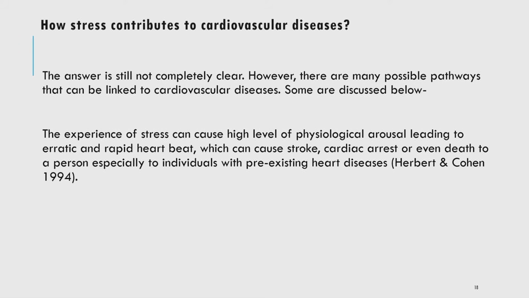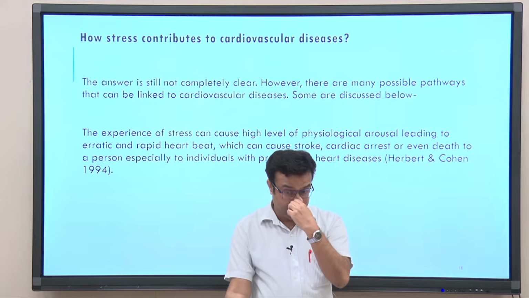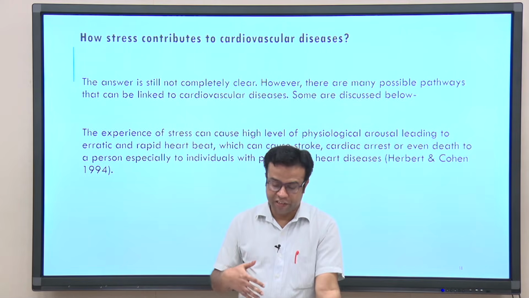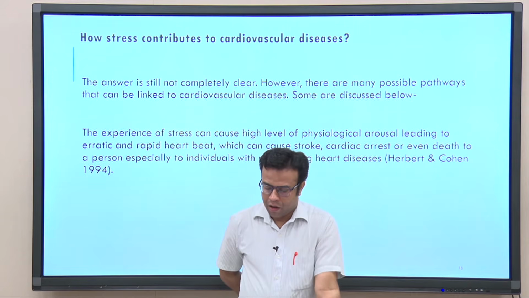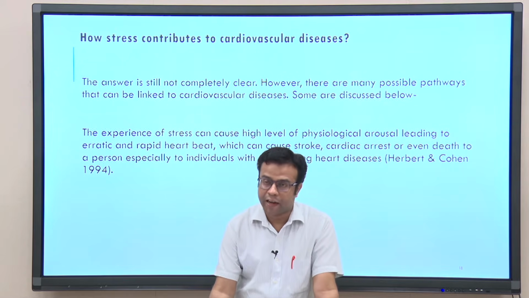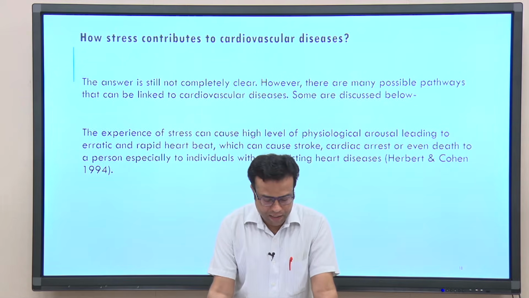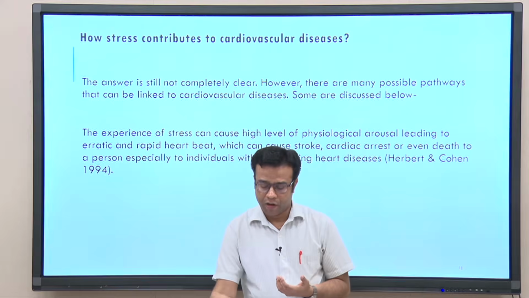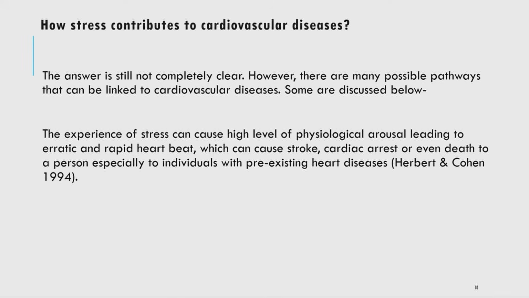So, how stress contributes to cardiovascular diseases, particularly heart disease. Obviously, the mechanisms are very complex and it is still not very clear. However, there are many possible pathways that have been linked with cardiovascular disease and stress. One is that the experience of stress can cause high levels of physiological arousal, leading to erratic and rapid heartbeats, which can cause stroke, cardiac arrest or even death of the person, especially to individuals with pre-existing heart conditions or diseases.